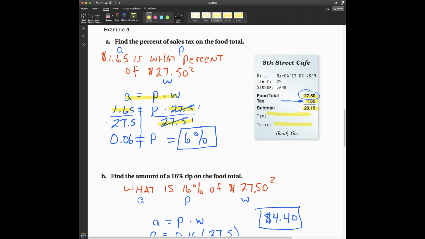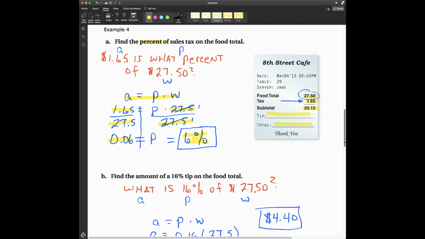And I divide both sides by 27.5. And I end up with this decimal. And remember, the question says find the percent of sales tax. So I need to turn the decimal into a percent. So this is 6% sales tax.